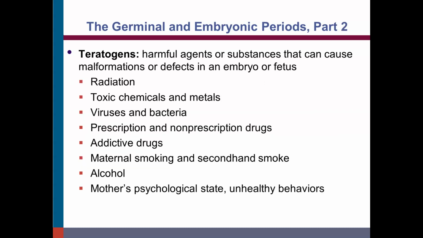Now you remember I mentioned some of the factors that can inhibit growth and development of a baby. Those are what's known as teratogens. And teratogens can be anything harmful, like a substance, anything environmental, poisons, lead, just some examples for you. So they can cause malformations or defects in an embryo or fetus.